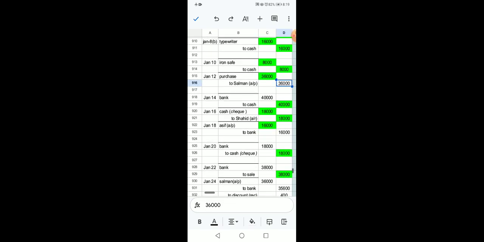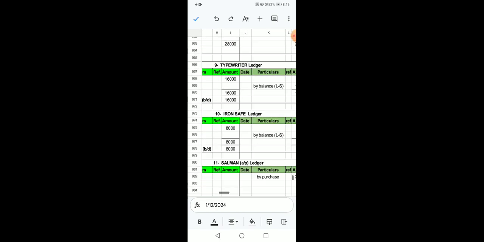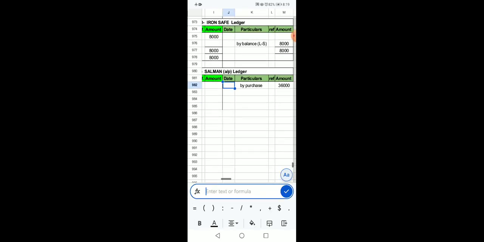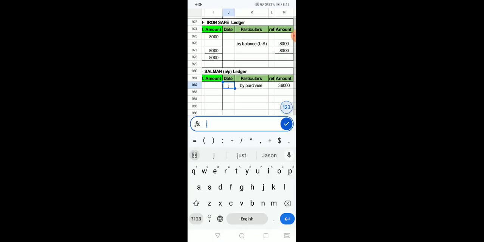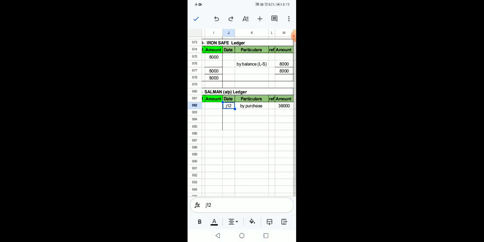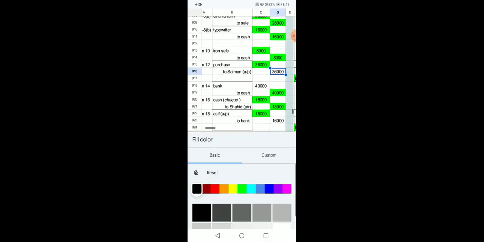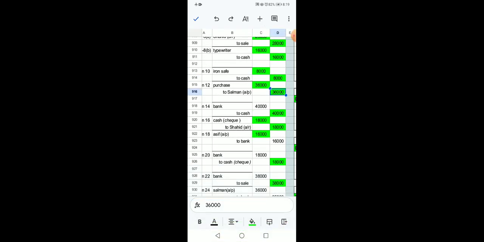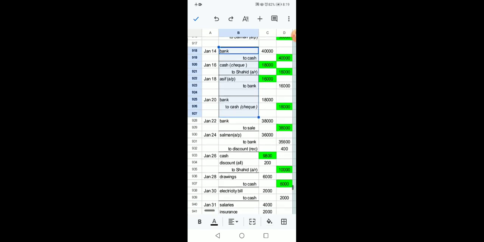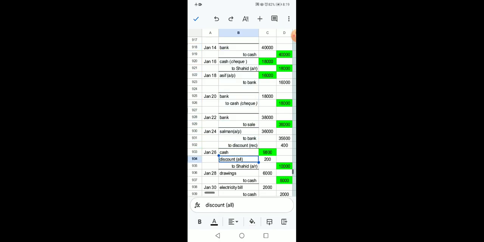And now you will see the date, which is January 12. Put the date January 12 over here. 36,000 posting is completed for Salman. It means you can mark it as done. We will now see if Salman is present anywhere else. We are looking for Salman, and yes, we have found him.